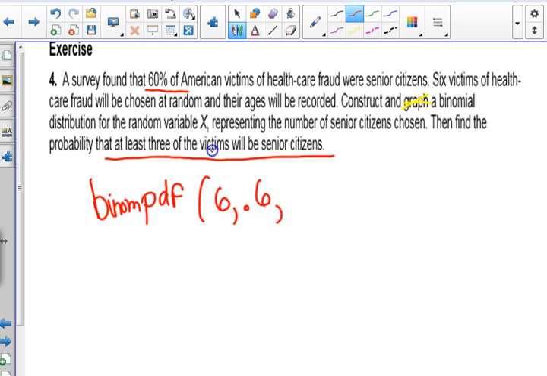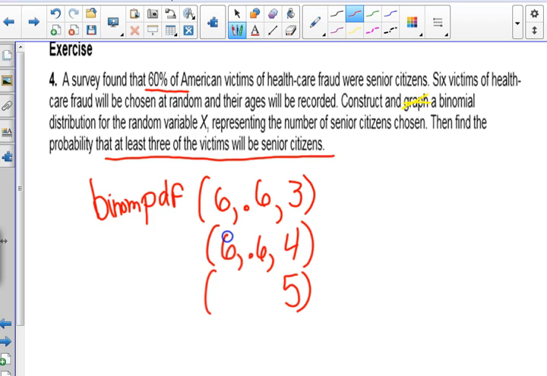But what does this at least 3 mean? 3 or above. So we got to do 3 and 4 and 5. There's another way to do this on the calculator, but for the one question you're going to have on the quiz, I don't want to confuse you by teaching you another way.